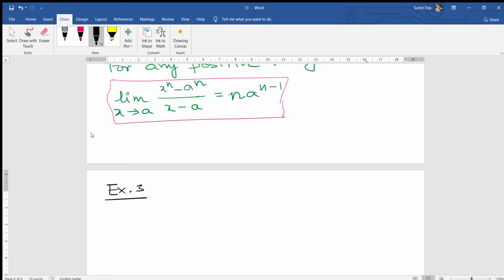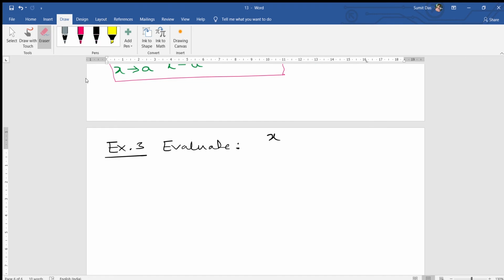Example 3, I guess. The question is: evaluate limit x tends to 1, x to the power 15 minus 1 divided by x to the power 10 minus 1. Okay, so how to do this one?